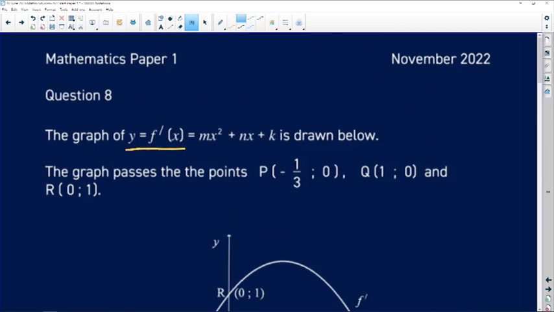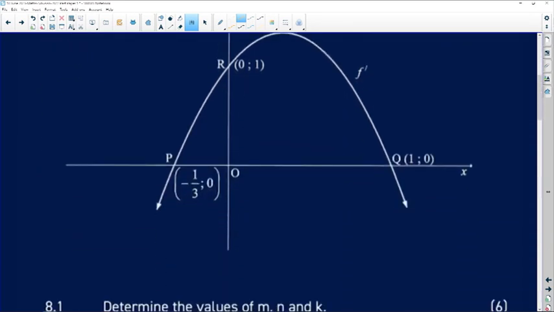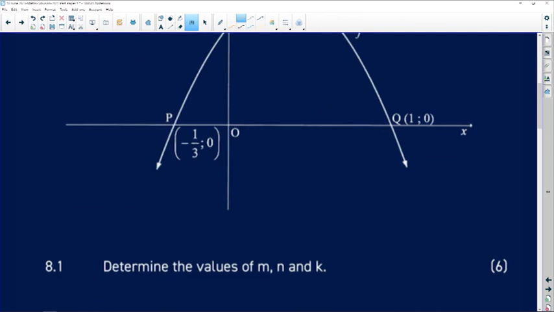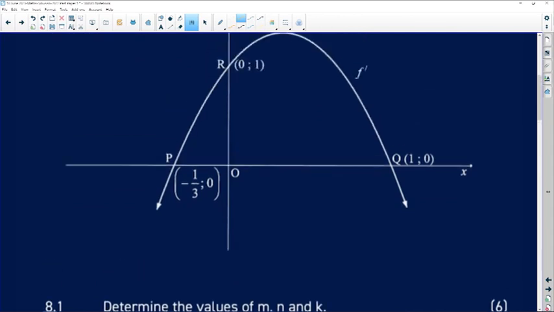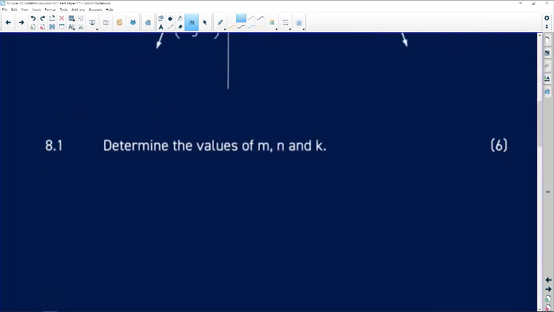We've got the derivative function. This is the function we're talking about. It's y is equal to the derivative, which is equal to mx squared plus nx plus k. So what we're basically trying to find here is the equation of a parabola with an x-intercept of -1/3 and another x-intercept of 1, and the y-intercept of (0, 1).